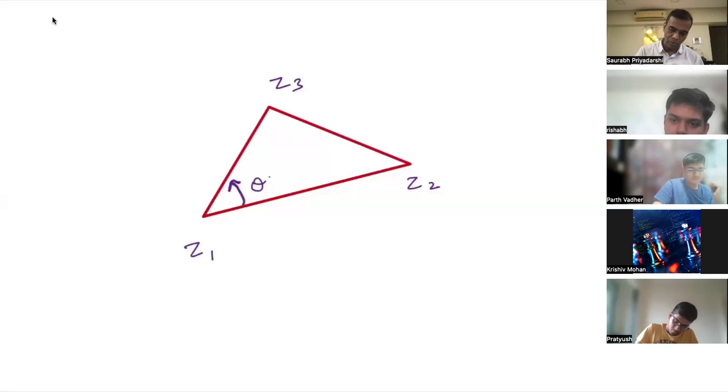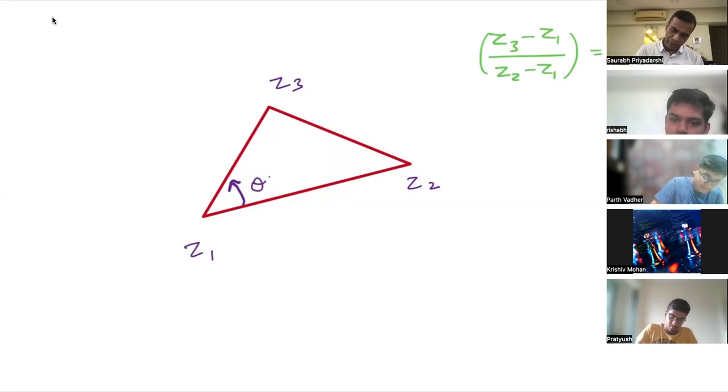And in this anti-clockwise direction, (Z3 minus Z1) upon (Z2 minus Z1) is equal to mod of (Z3 minus Z1) upon mod of (Z2 minus Z1) into e to the power i theta. This is Pony theorem or the rotation formula.